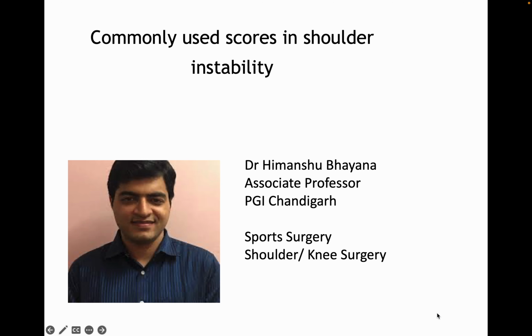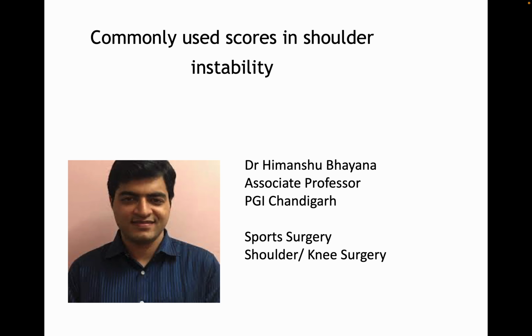So let's see what are the commonly used scores in the scenario of shoulder instability. We see so many patients who have multiple episodes of shoulder dislocation, predominantly anterior dislocation. So only operating on them is not enough. We have to score them so that we know whether we are going on the right track and whether the patients are getting better or not.